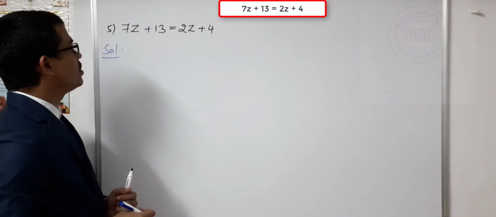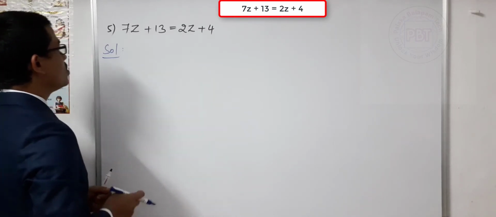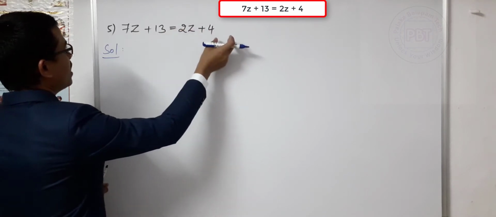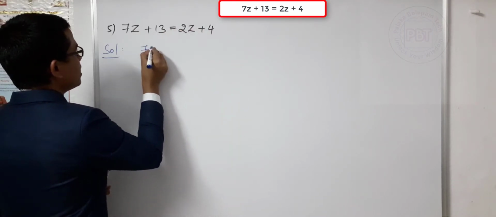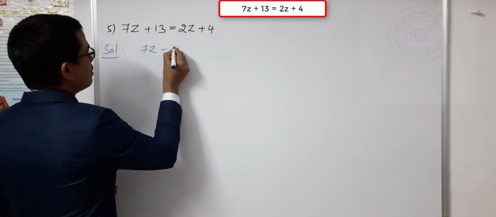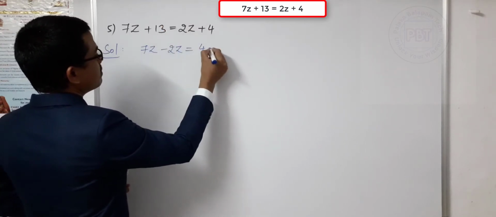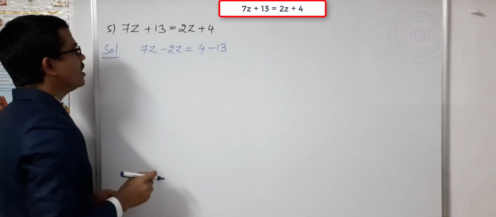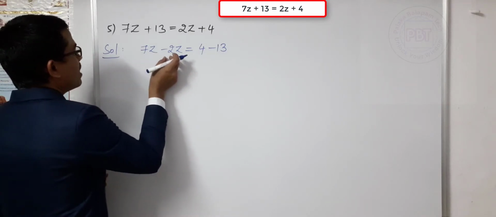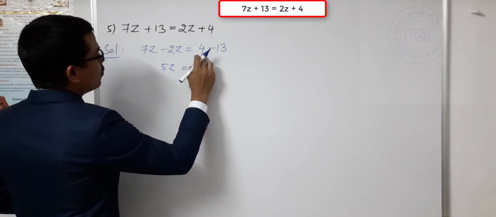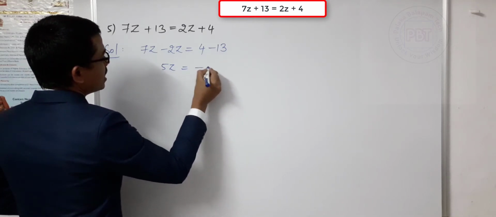7z plus 13 equal to 2z plus 4. So we have to transpose 2z to the left hand side, plus 13 to the right hand side. That is 7z plus 2z becomes minus 2z and equal to 4 plus 13 becomes minus 13. Okay. Now here 7z minus 2z is 5z, which is equal to 4 minus 13 is minus 9.